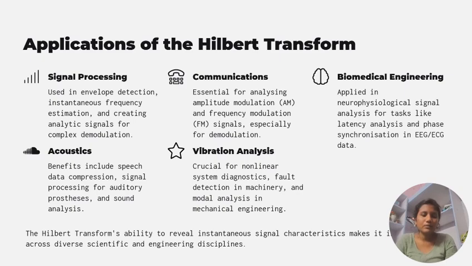Applications of the Hilbert transform: signal processing, communications, acoustics, vibration analysis. In signal processing, it is used in envelope detection, instantaneous frequency estimation, and creating analytic signals for complex demodulation. In communications, it is essential for analyzing amplitude modulation and frequency modulation signals, especially for demodulation.